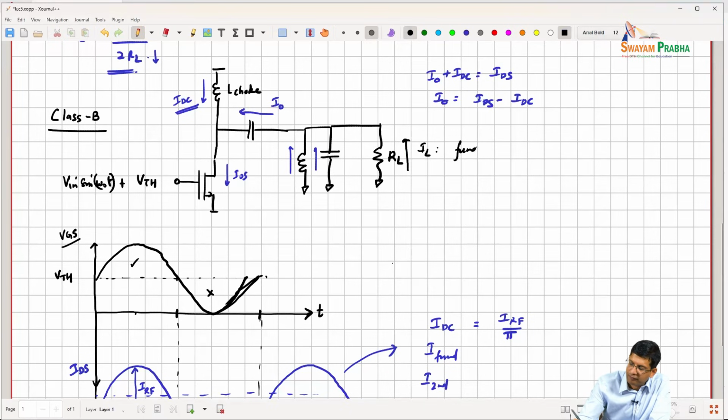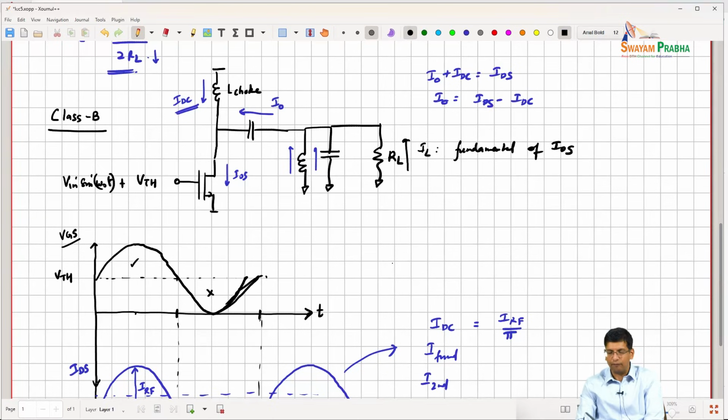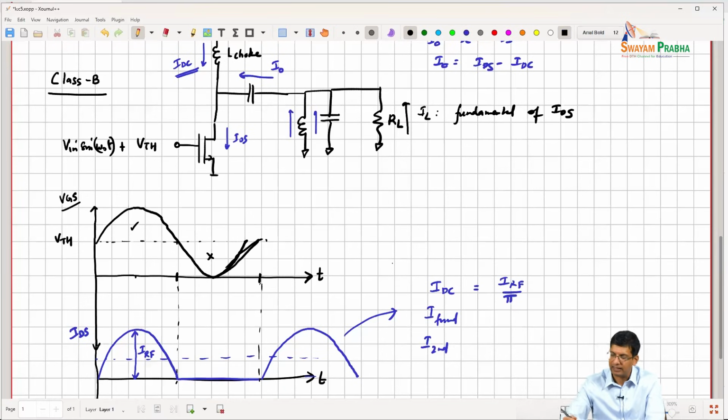will only be the fundamental part of IDS, right? And for this waveform, I can show that the I fundamental is going to be IRF divided by 2. That's going to be the magnitude of my fundamental. I don't care about all the other currents right now because I just know that they're going to get shunted into this. So they're not going to create any voltage at this node.